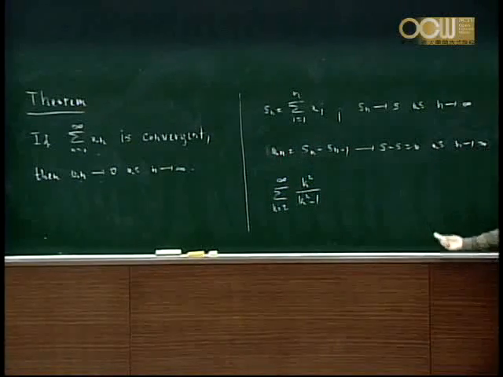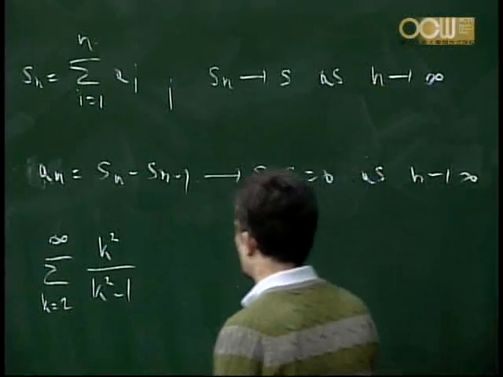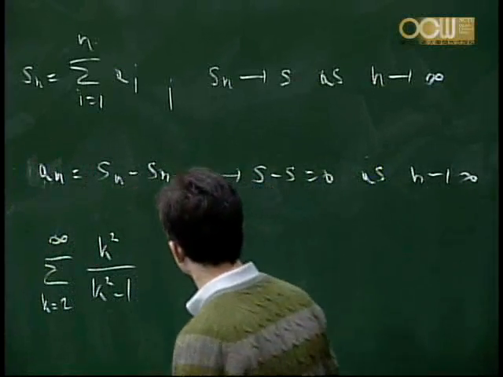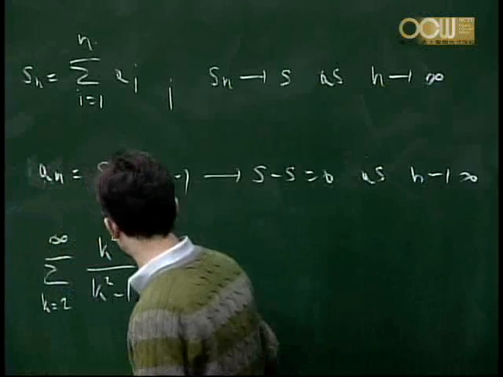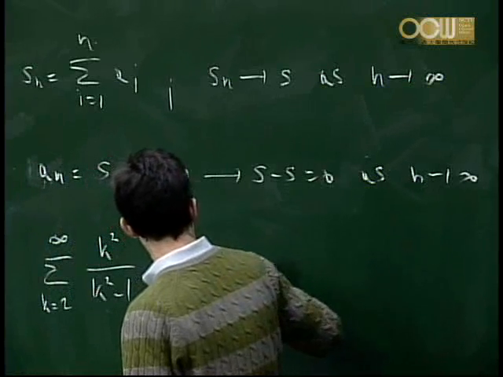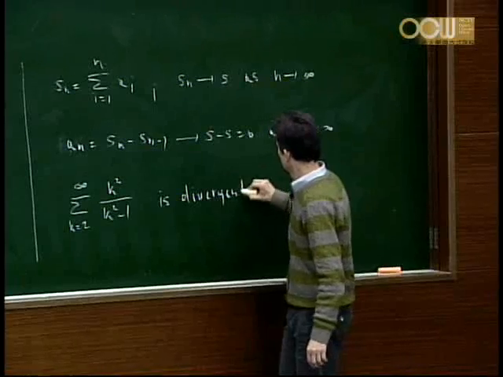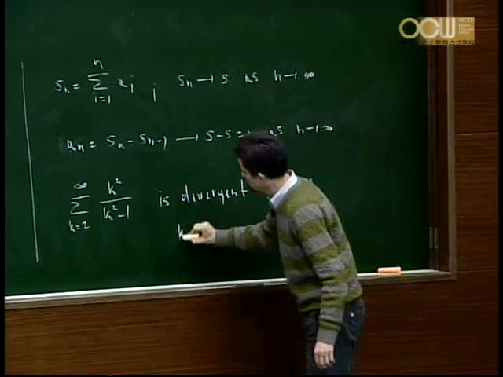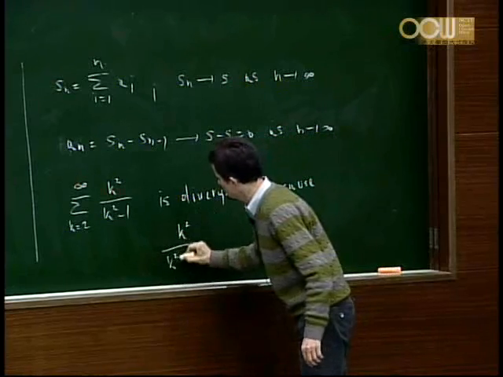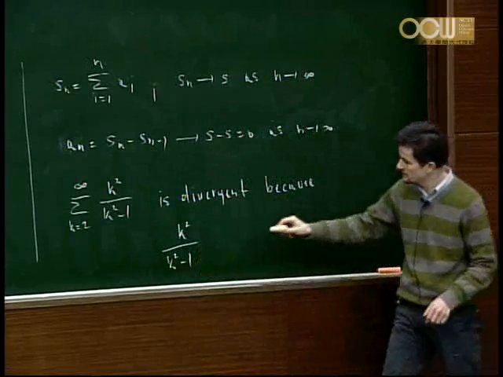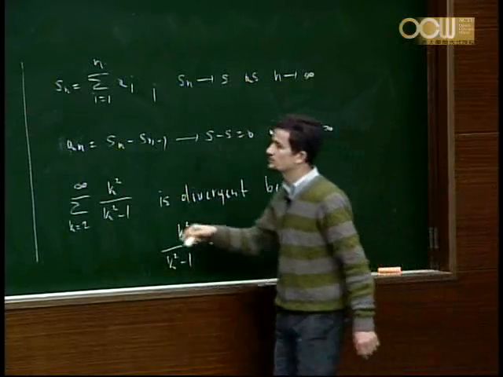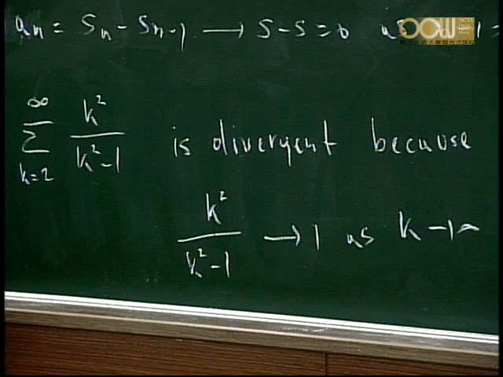Okay, so for instance, if you are given this series here and someone asks you whether the series is convergent or not, you can immediately conclude that this series is divergent. Because if you look at the sequence of terms, which is k squared over k squared minus 1, and you let k tend to infinity, then this goes to 1 as k tends to infinity. And 1 is not equal to 0. Okay, so from this, you know already that this series is divergent. You have to do nothing.